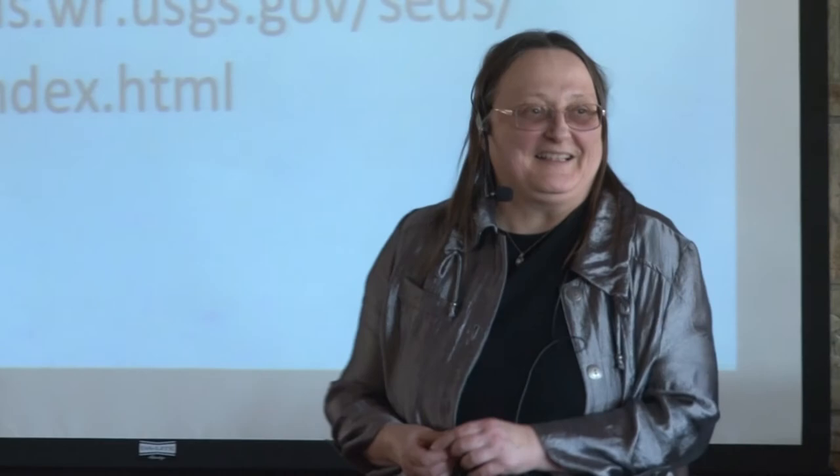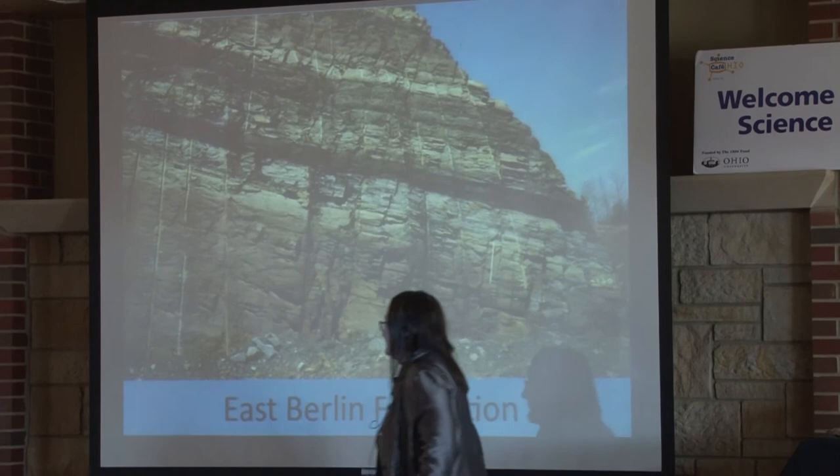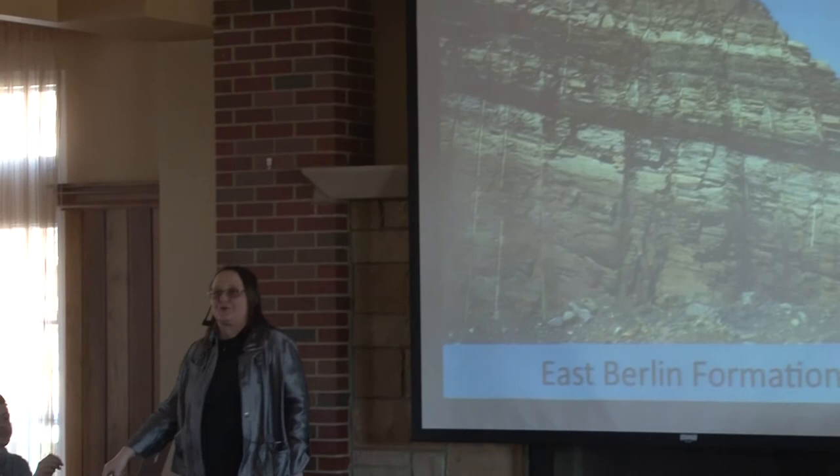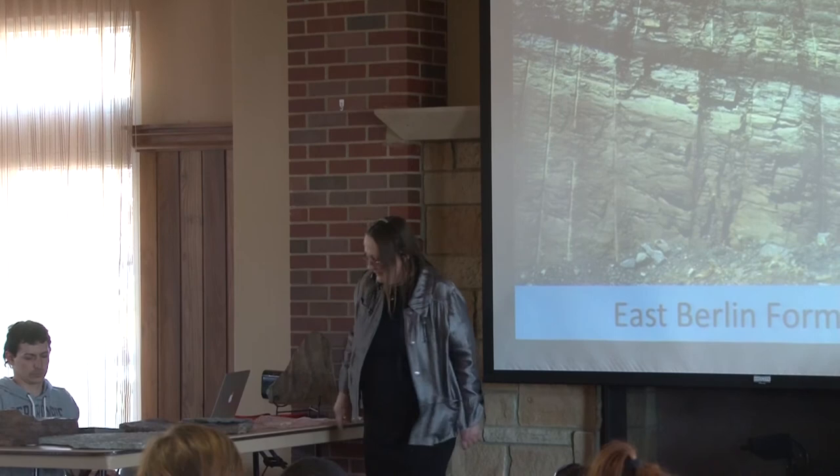All right. So let's go back to the East Berlin Formation. So that was with the dinosaur track here. That's my dinosaur track. That's the East Berlin Formation. And you saw how red it is in some places. Would you show everything? Did we get everything? Pretty much.